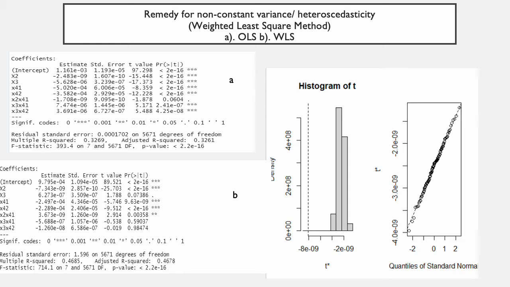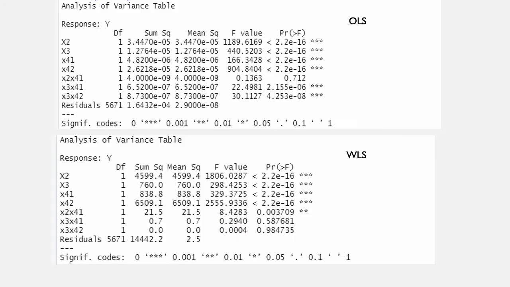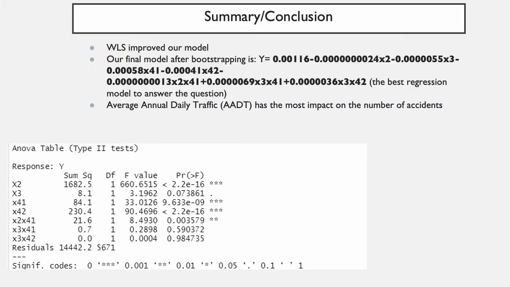As we can see, after performing weighted least squares, our errors appeared normal and our histogram also appeared kind of normal, and our F statistic increased in the weighted least squares as compared to the ordinary least squares. However, our x3 variable and our x41 and x42 variables lost their significance in the weighted least squares method. This is also an indication that our weighted least squares method improved the model. And in summary, we found out that weighted least squares improved our model.